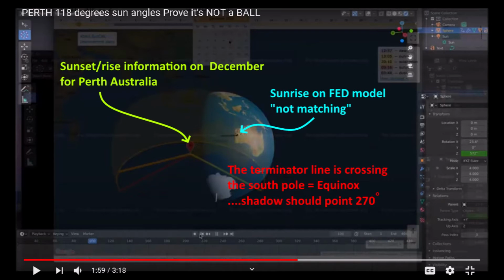We can clearly see that the terminator line is crossing the South Pole. That means it's the equinox, and in that case the shadow should be pointing 270 degrees, which is what we see in this model. So he somehow screwed things up, rotated things on the wrong axis, and this is what we get. If the terminator line is crossing the South Pole, then it's crossing the North Pole too, and it's equinox. Period. There's nothing more to say about this. And as we see, the shadow is pointing 270 degrees.